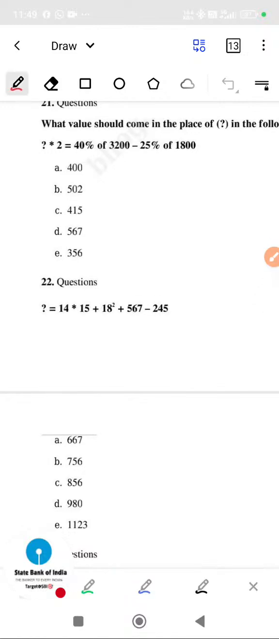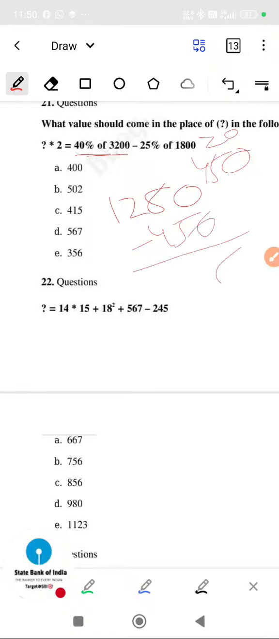Let's see. Here we see first 40% of 320, which will be... the percentage and double zeros cancel. 4 into 32: 4 2 times 8, 4 3 times 12, 1280 minus 25% of 1800. So percentage and double zeros cancel. 25 into 18: 25 8 times will be 200, 25 1 times 25 and 20, which will be 45, 450. So subtracting 450 from this one, we get 0.